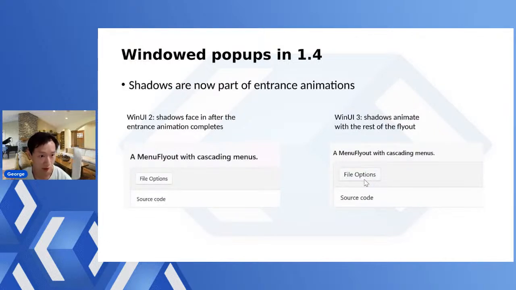And the last part is shadows and entrance animations. So in WinUI 2, the entrance animation went, the menu slides up or slides down, and then when it's done moving, the shadow fades in. With WinUI 3, we made a fix. The shadow is now part of the entrance animation. It's there on frame 1, and it just slides in with the rest of the flyout. And Karen can demonstrate some of this in her WinUI gallery sample.